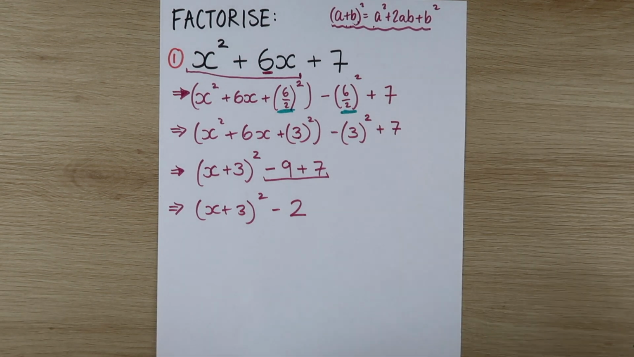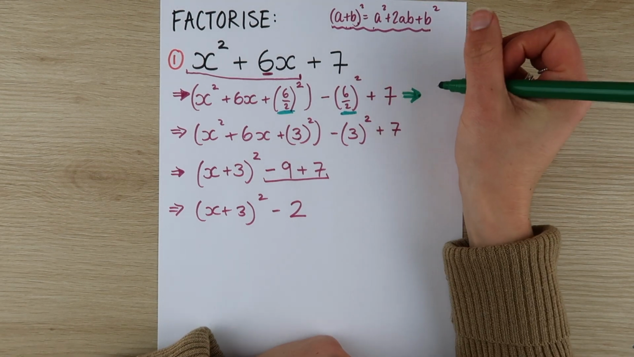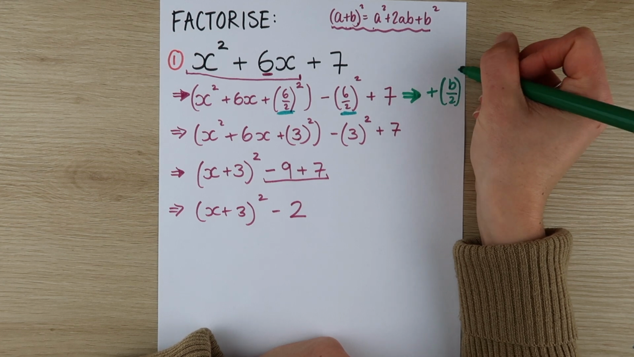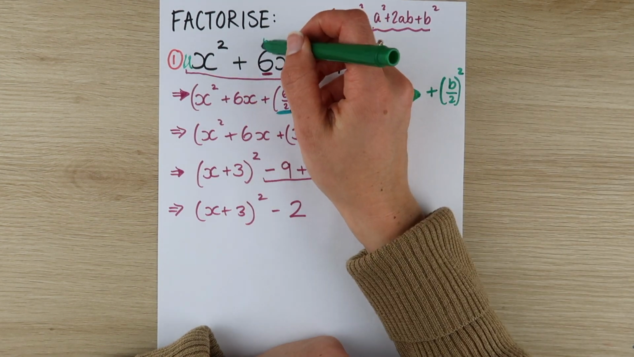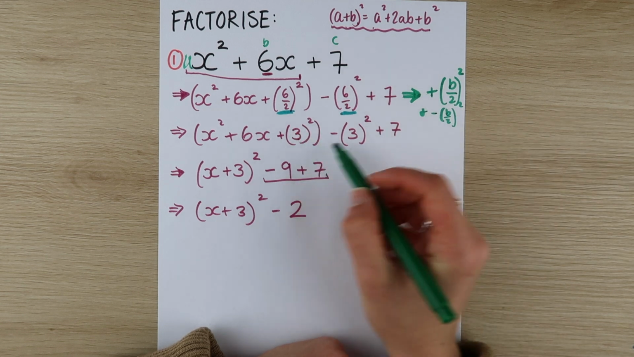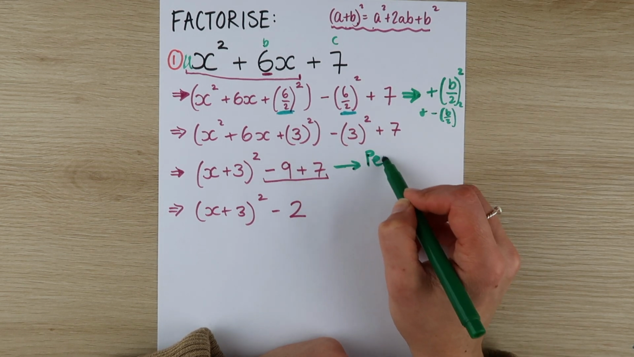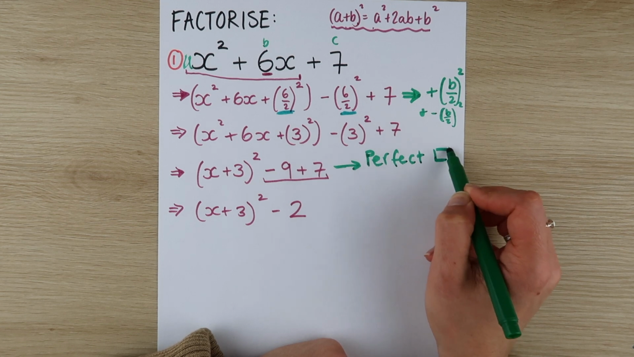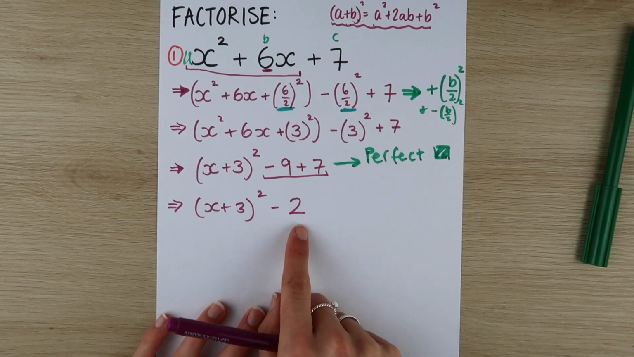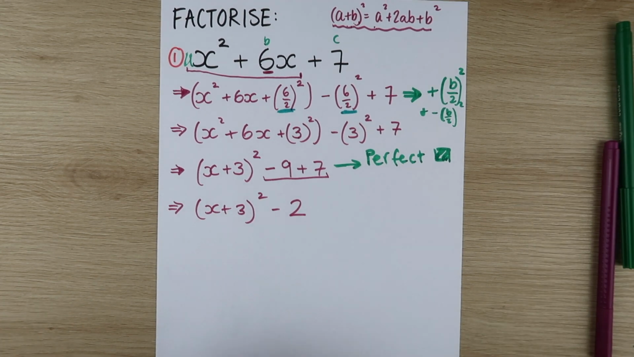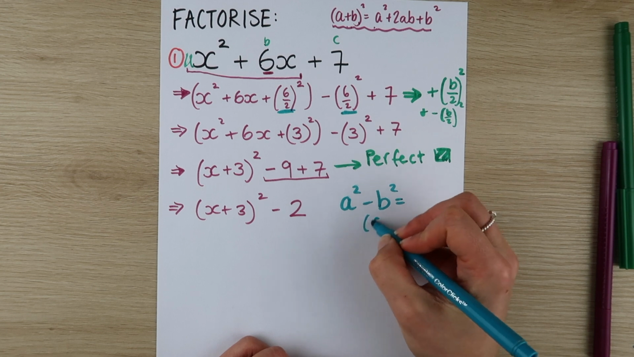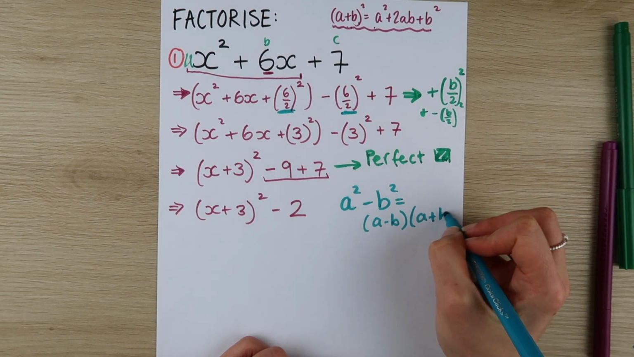Let's quickly go over what we've done so far. We have halved the second one, so we've added on b over 2 squared, remembering that that's a, b, c, and subtracted it. We have used the perfect square rule. Now at this point, this is what we call a difference of 2 squares. The difference of 2 squares rule is when I've got a squared minus b squared, that is equal to a minus b, a plus b.